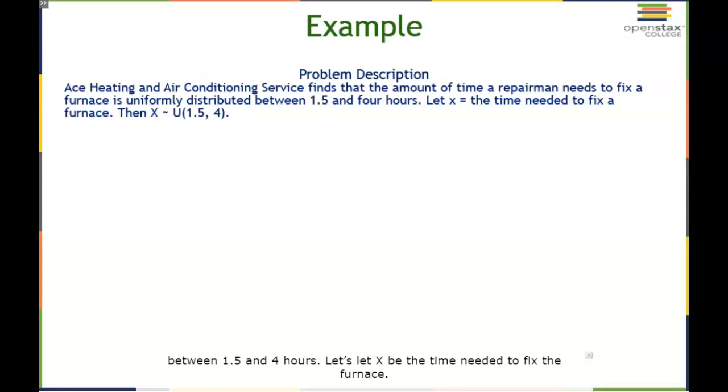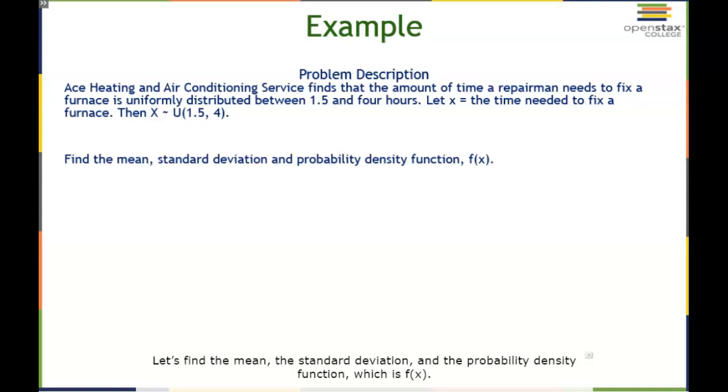Let's let X be the time needed to fix a furnace. Then we're going to say that X is uniformly distributed between our low value of 1.5 and our high value of 4. Just in that little statement, it tells us all the math that we need to know. The problem description tells us the nice little story about ACE Heating and Cooling and the furnace repairman, but just the U(1.5, 4) tells us everything we need to know mathematically. Let's find the mean, the standard deviation, and the probability density function, which is f of x.